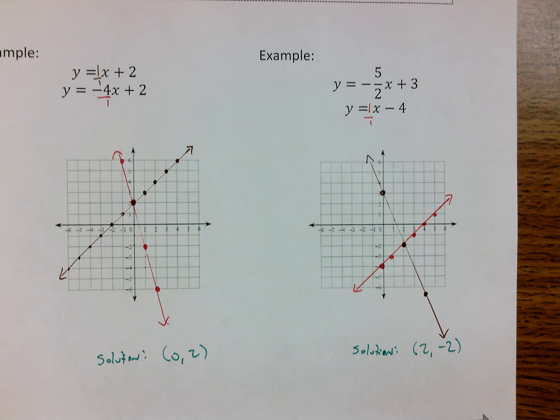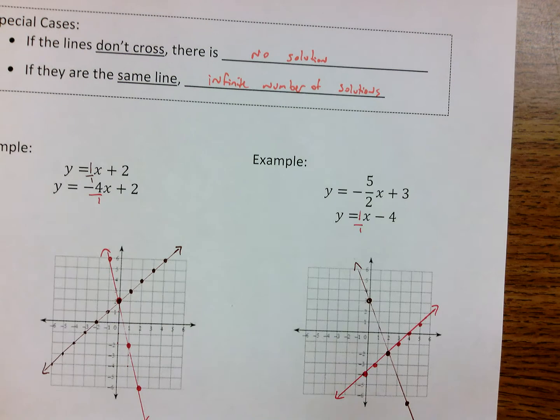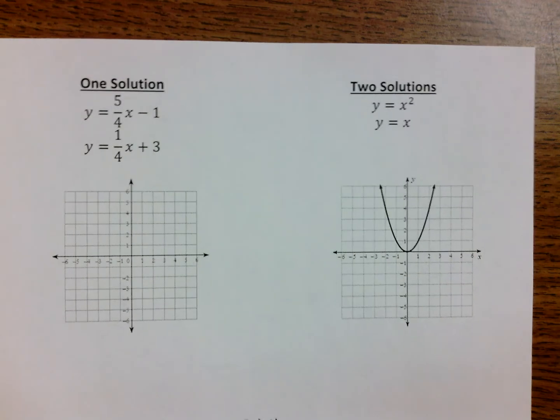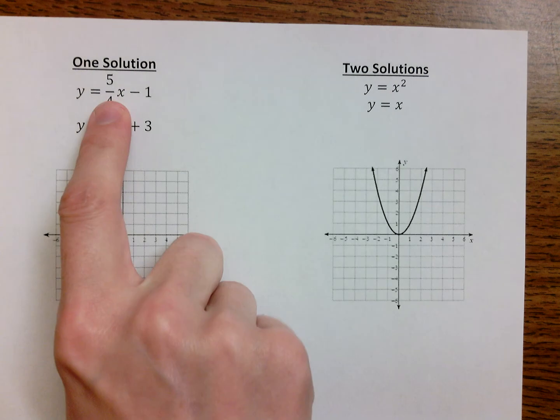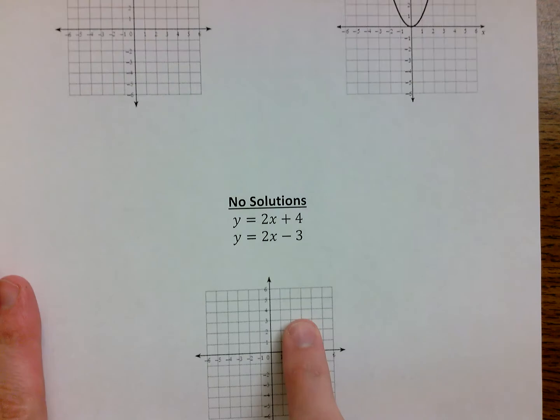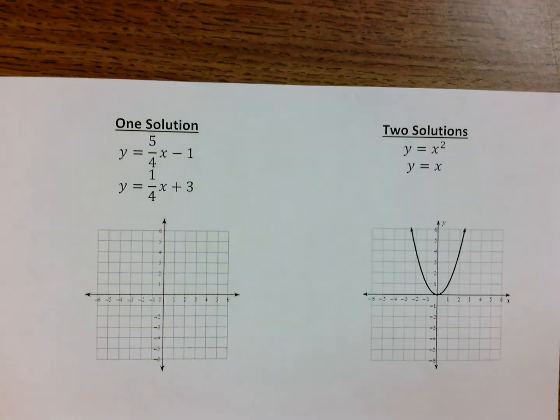Okay, so that's the general idea of what you're doing. Now, we said that there were a couple of special cases, so I want to look at what those look like. On the next page of your note packet, there are examples of when you have 1 solution or 2 solutions or no solutions. So let's take a look at those.